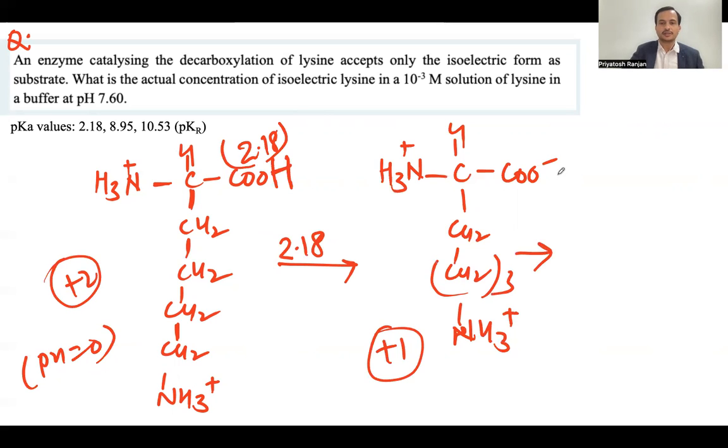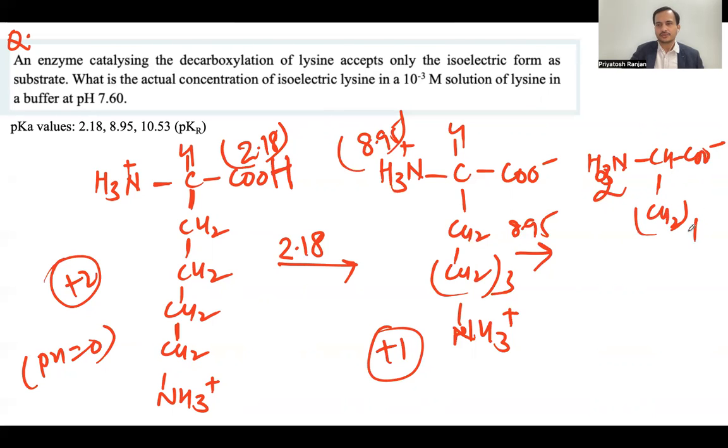Next, if we go beyond 8.95, this is the one which is going to have the pKa value 8.95. So the deprotonation will take place. So H2N, CH, CO minus, and then CH2, CH2, CH2, CH2, and NH3 plus. Remember, this is the one which is carrying 0 charge. It's an isoelectric species. This is the one they are talking about in the question.